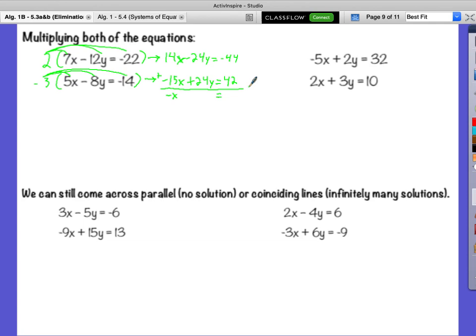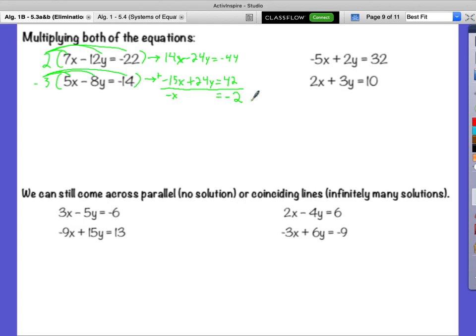We add or subtract. Okay, but when they're different signs, same sign, add and keep, different sign, subtract. What's 44 minus 42? 2. Now, which number is bigger, 44 or 42? So is this positive or negative 2? Negative. We keep the sign of the bigger number. So negative x is equal to negative 2.